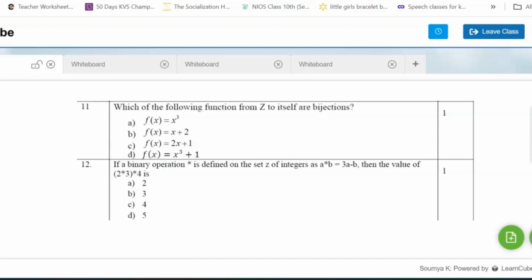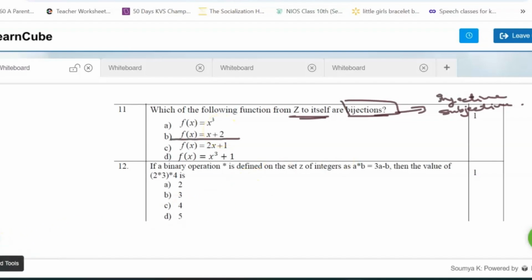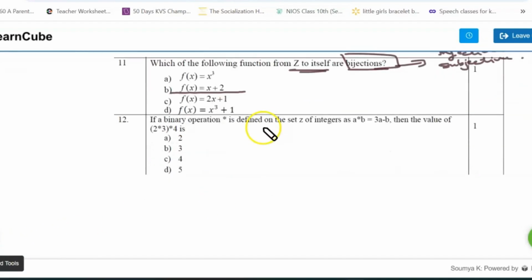And let's begin the video. Question is, which of the following functions from Z to itself are bijections? So a bijection function has two conditions to be satisfied, that is injective and the other one is surjective. So two conditions are to be satisfied. This question B is the solution. We are solving this B and finding out how it is going to be a bijection.